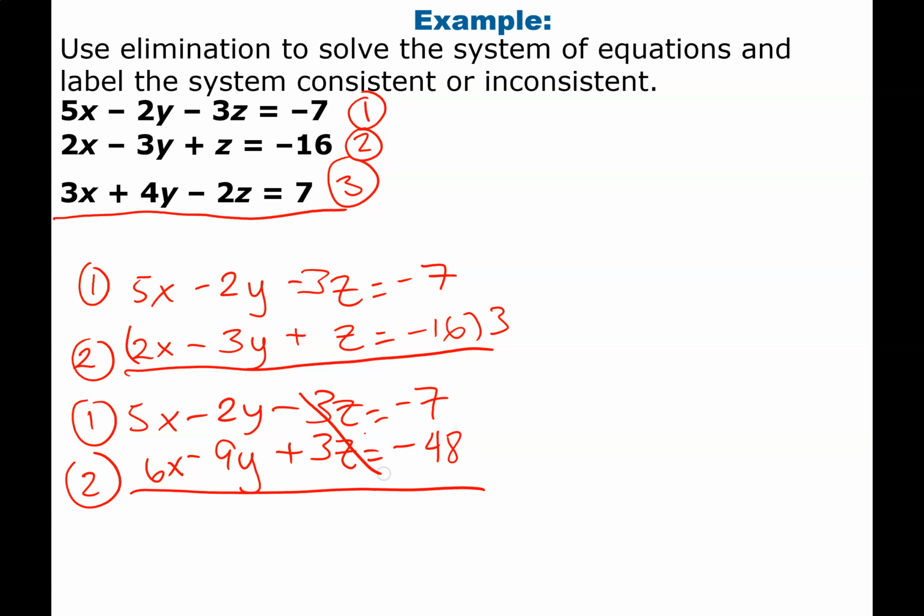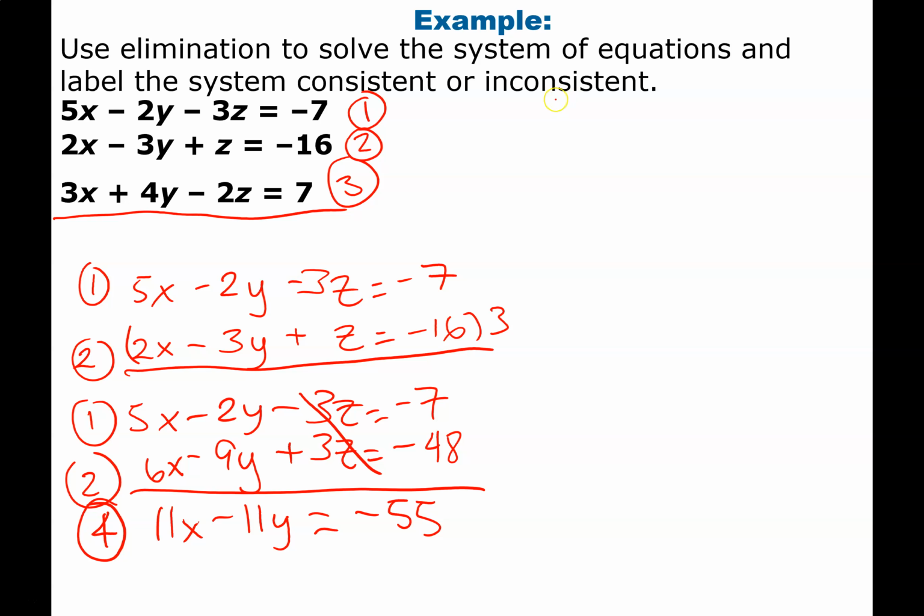Notice now that the z's will go away, and you're going to be left with 11x minus 11y is equal to negative 55. This is what I'm going to call equation 4 now. Okay. I'm going to repeat the same process. Now I'm going to use equation 3, and I'm going to use equation 2 again in order to eliminate the z, okay?